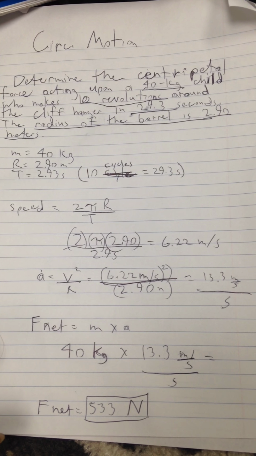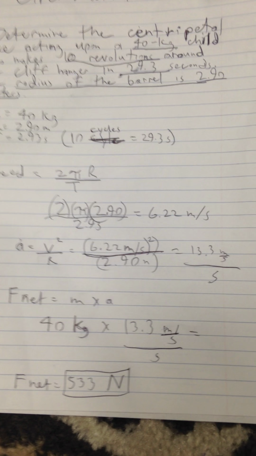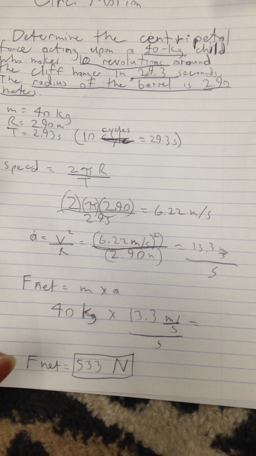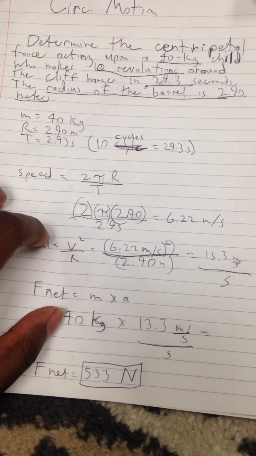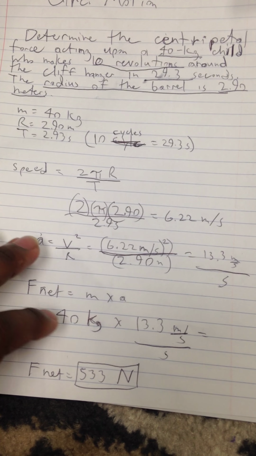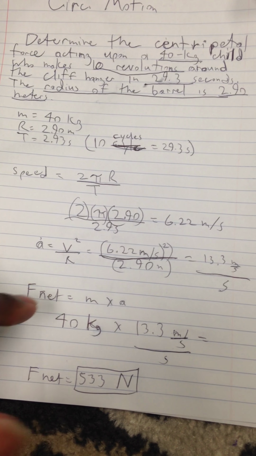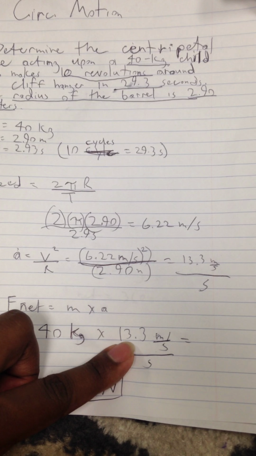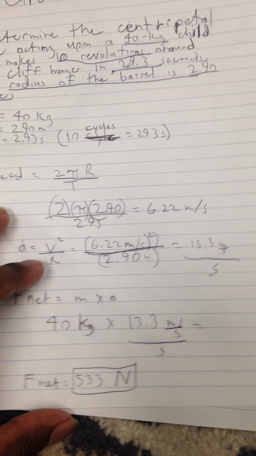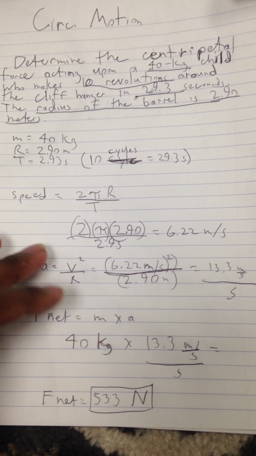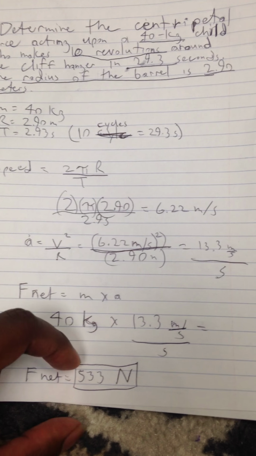Now the question asks to determine the centripetal force. To find the net force of anything, it would be net force equals mass times acceleration. In the first two steps, I had to find the speed in order to find the acceleration, and then I had to find the acceleration in order to plug it into this equation. So now that I know the acceleration, and I already had the mass, the 40 kilogram kid, it'll be the 40 kilogram kid times 13.3 meters per second squared, which will mean that the centripetal force acting upon the 40 kilogram child would be 533 newtons of net force.